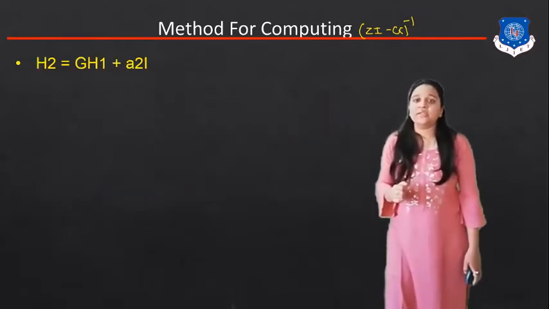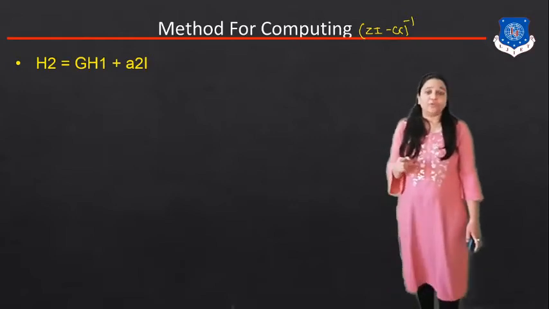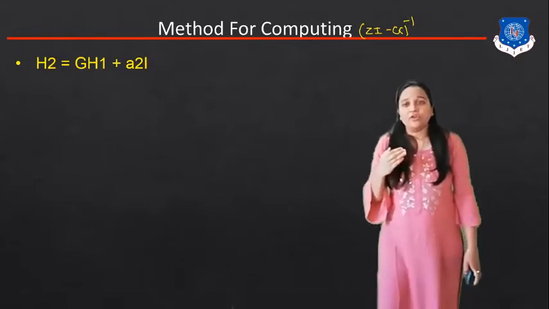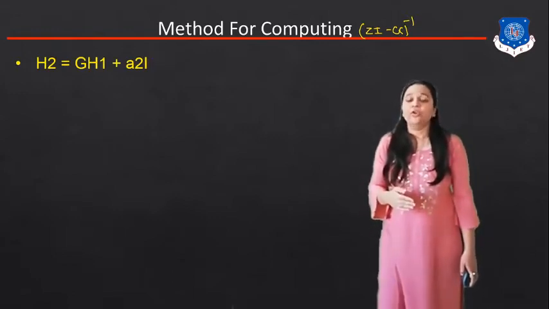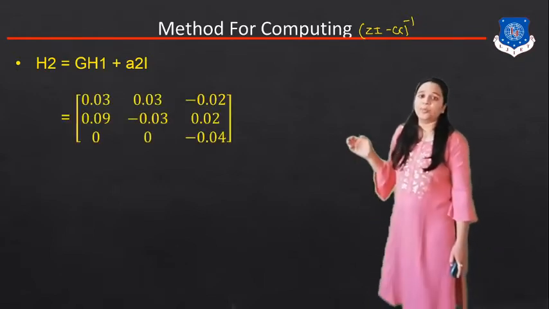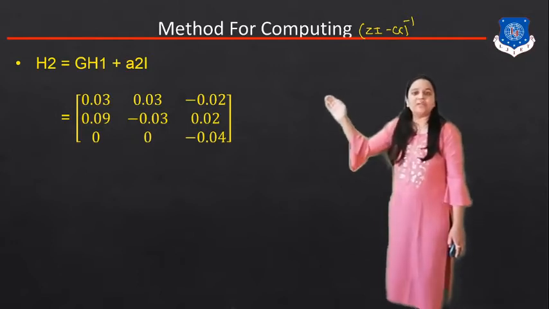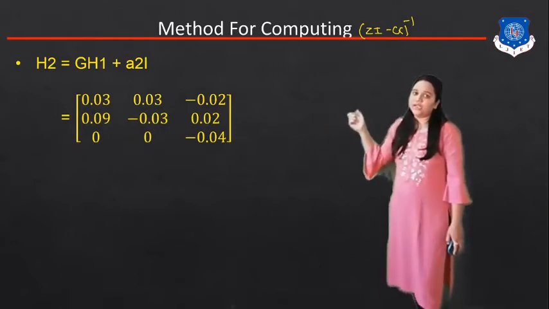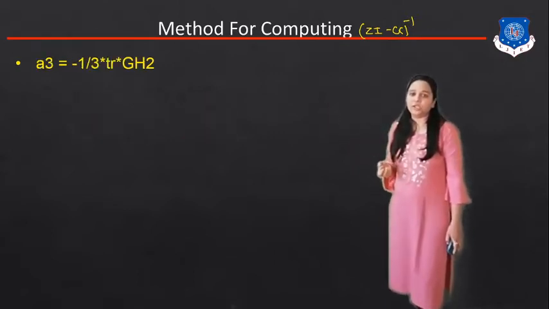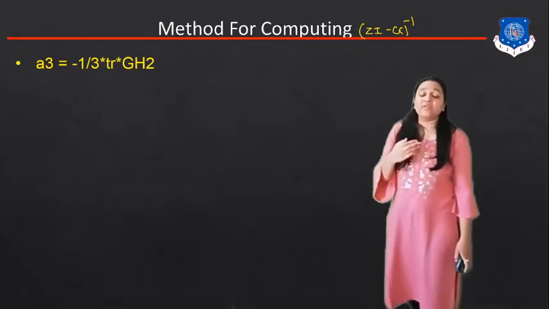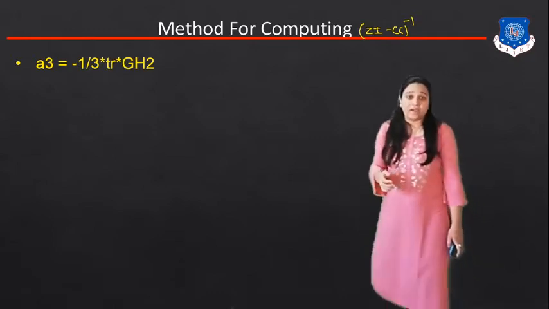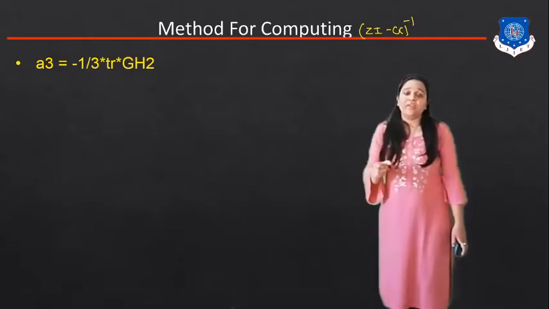Now next target is to find the value of H2. So H2 is equal to G into H1 plus A2 I. We already have the values of G, H1 and A2. So put the values in this equation, and we get 0.03, 0.03, minus 0.02, 0.09, minus 0.03, 0.02, 0, 0, minus 0.04. Okay, now the next question is at what point we stop. Whenever the value gets 0, we can stop this method.